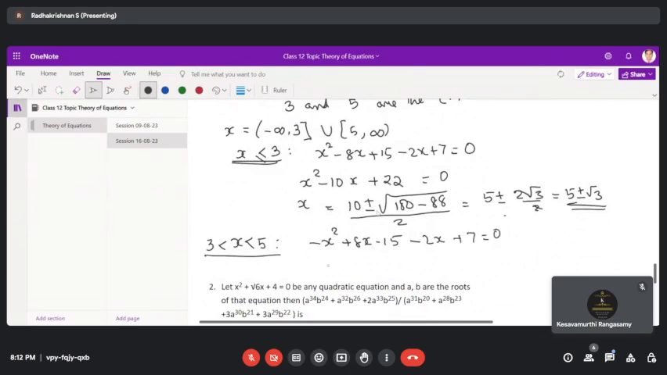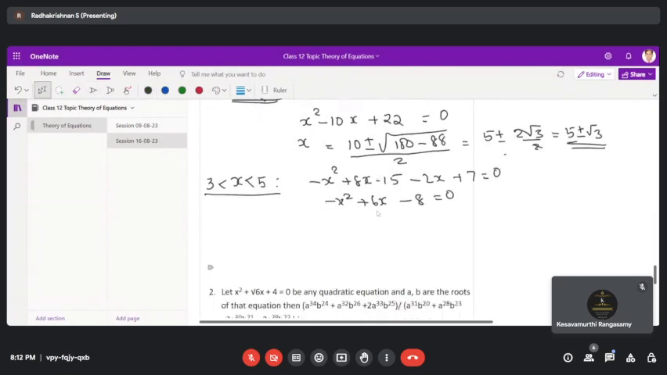So that means minus x square plus 6x minus 8. So that means this is x minus 4 into x minus 2 equal to 0. So x equal to 4 or 2. Since this range is 3 to 5, 2 is not in that range. So x equal to 4 is one solution. Okay.